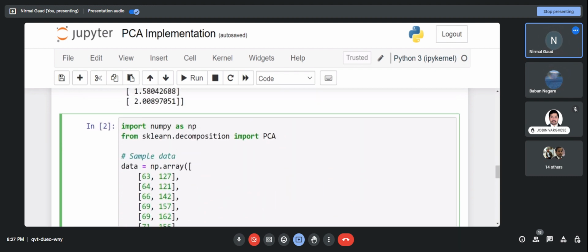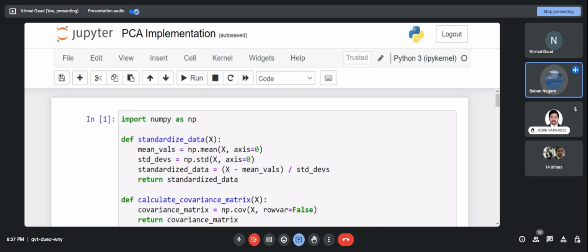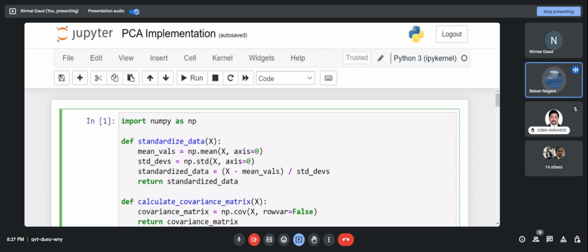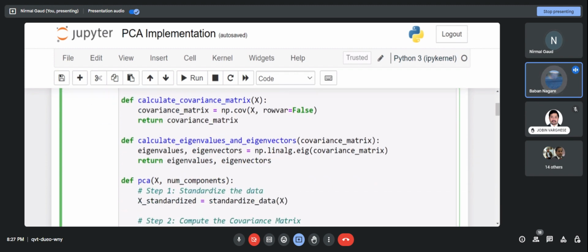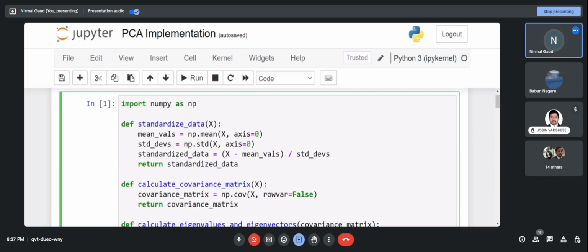Yes, sir. I know how PCA works, but I just wanted to learn object-oriented programming from what I know. That's my intention, sir. Sir, this is the way we are going to do the code.